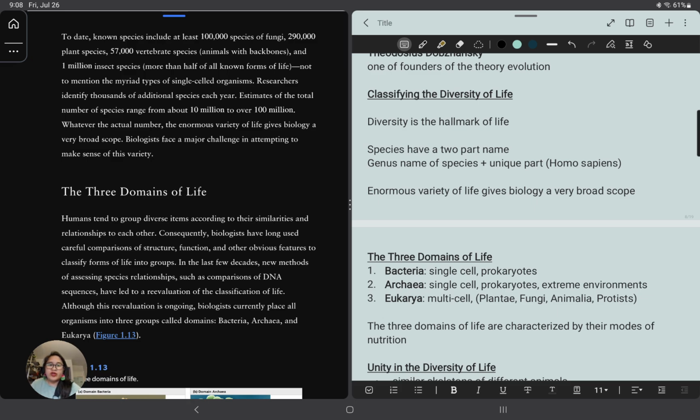So here I wrote diversity is the hallmark of life. Species have a two-part name, the genus name of the species plus the unique part. So Homo is the genus name, and then sapiens is the unique part. An enormous variety of life gives biology a very broad scope.